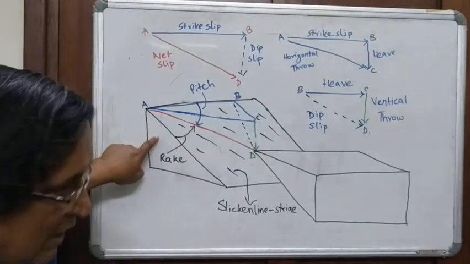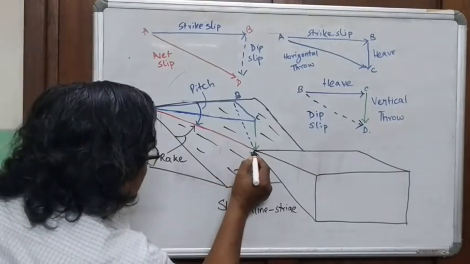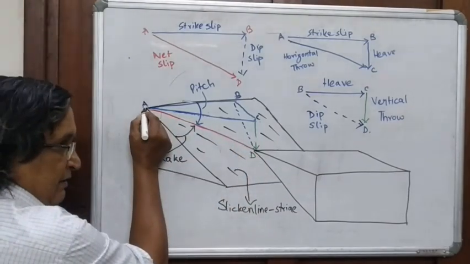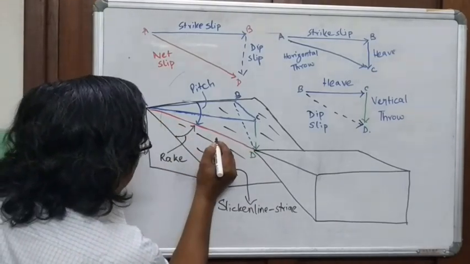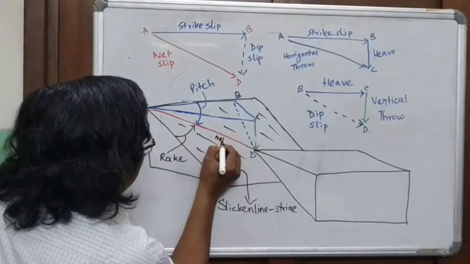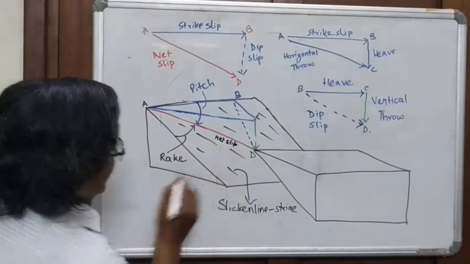The only thing, this is the foot wall and this is the hanging wall. This point D was initially A. So the movement of this is from A to B. So this is what is called net slip. And this is what the secant slides trace.